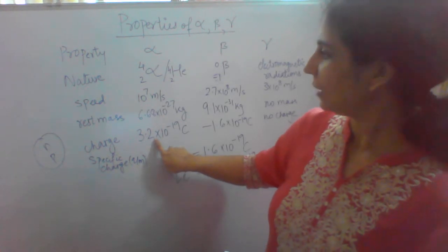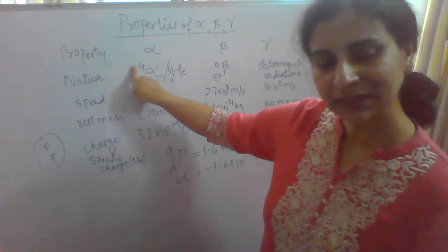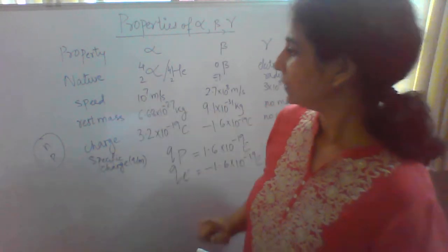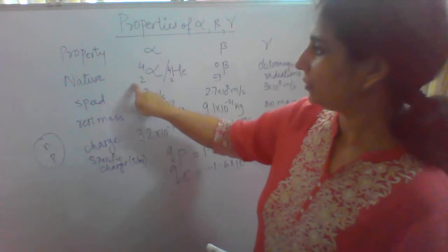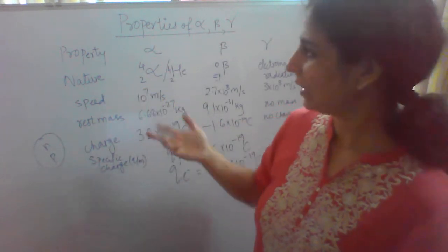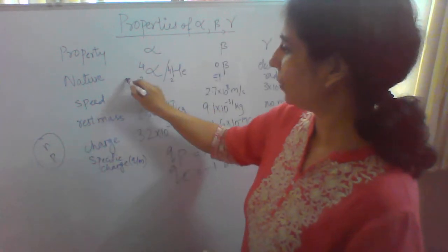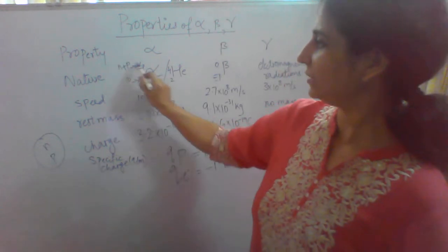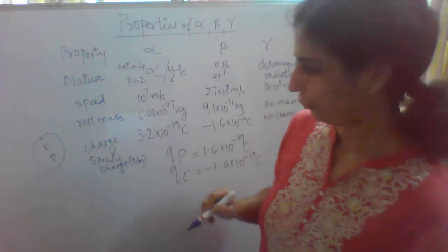Now this is the mass. Mass is because of two protons and two neutrons. Because 4 minus 2 gives us 2 neutrons. So this is proton, and this gives us neutron plus proton. So obviously when we subtract it, we get neutrons.